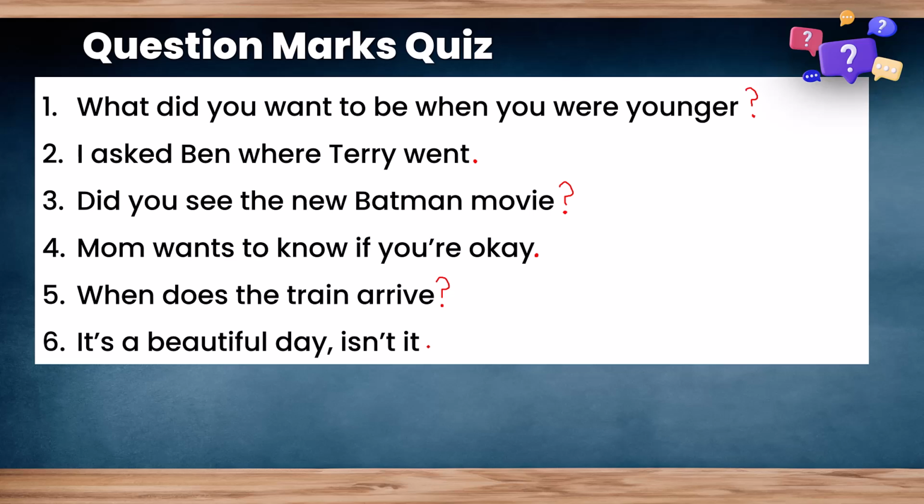And finally, number 6, this is a tag question. "It's a beautiful day" is a statement, but then we have this little tag question at the end. So this ends with a question mark. "It's a beautiful day, isn't it?" I'm asking for confirmation that you agree it's a beautiful day.